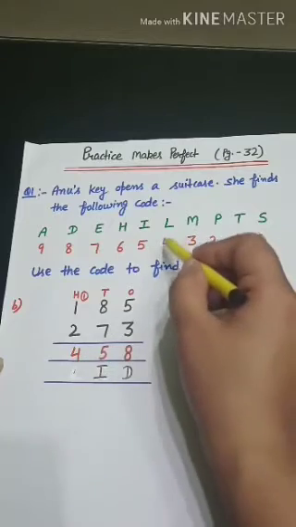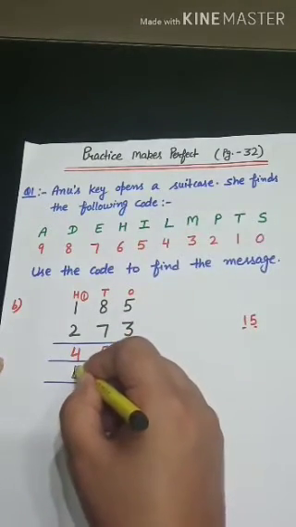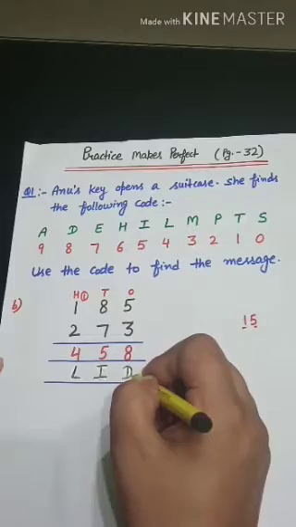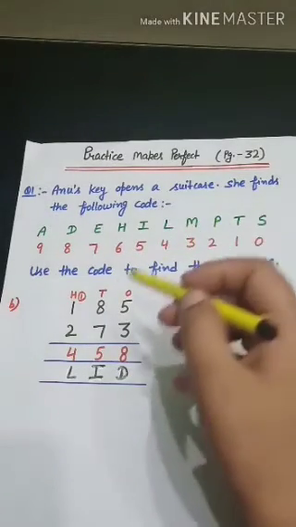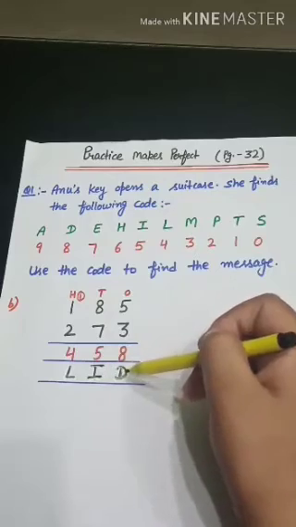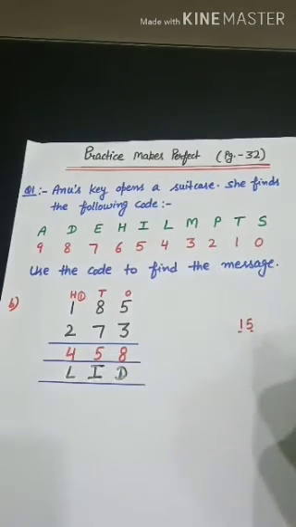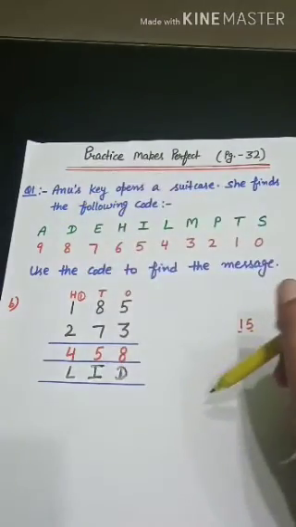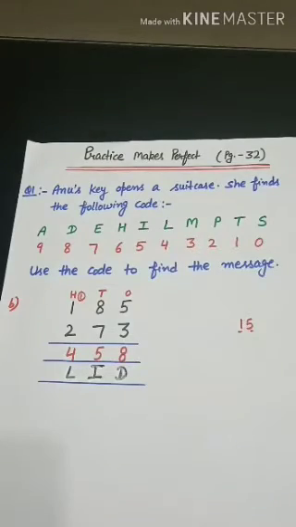And what is the code for 4? L, so we will write down L here. So we get LID. So add the numbers first, then write down the codes for the digits, and when you will solve all the parts of question number 1, you will get that message.